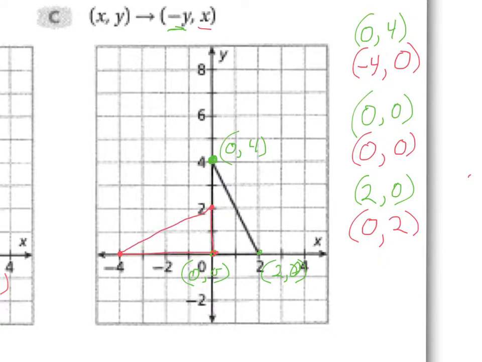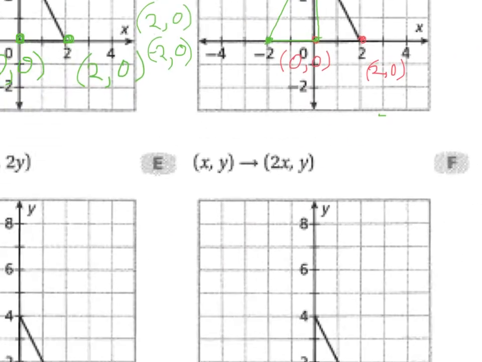Do we have rigid motion? Remember, rigid motion means that I've moved the figure without changing the size or shape. Yes, we do, because all we've done is rotate this triangle to lay on another side. So we have rigid motion in this example. All right, let's look at D.